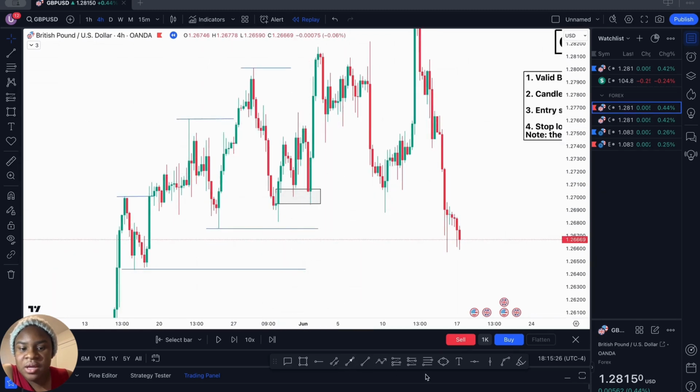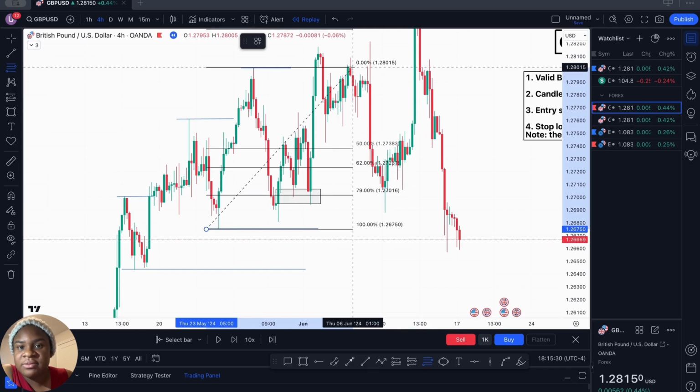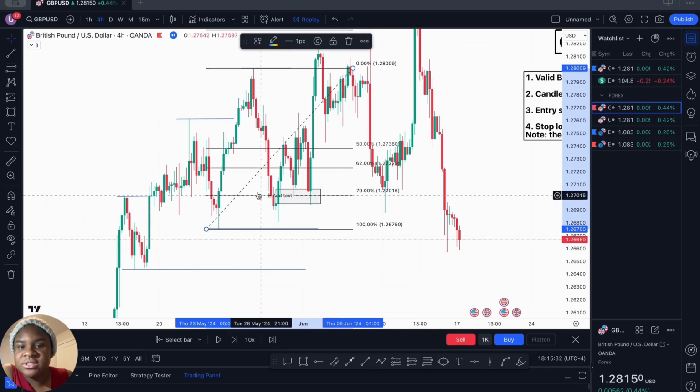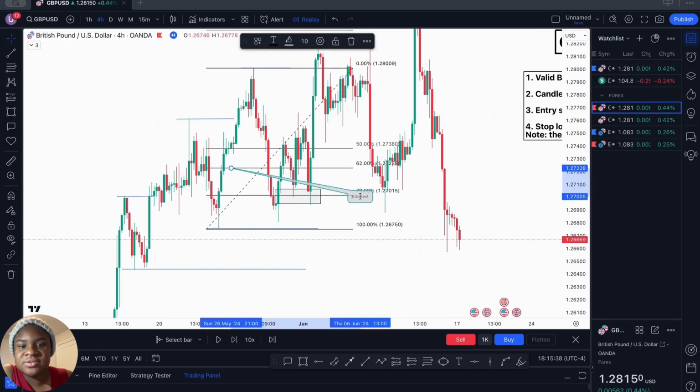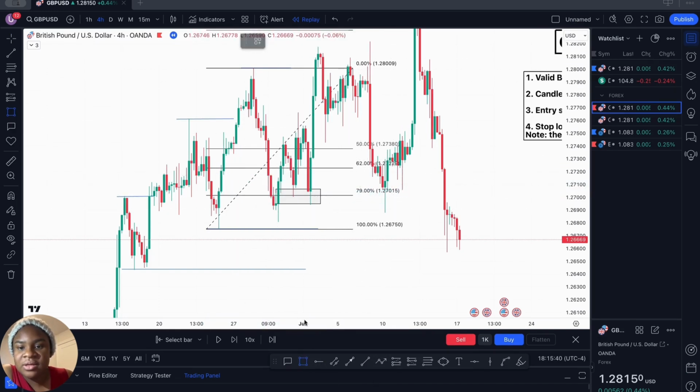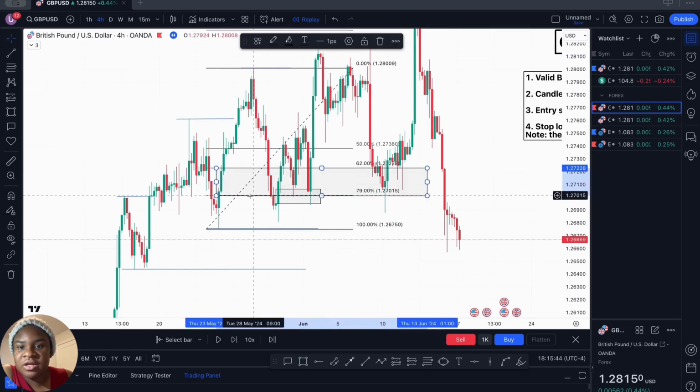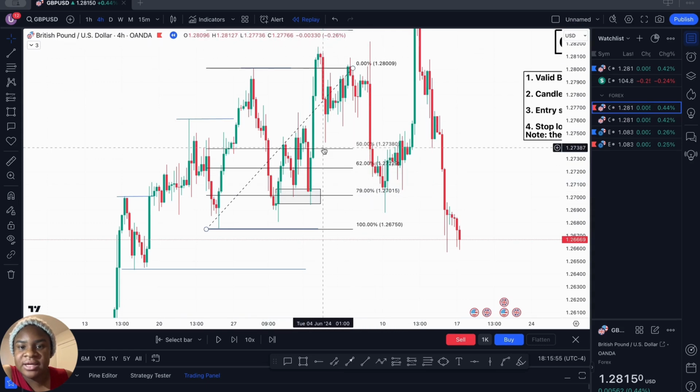What will I do? I'll take my Fibonacci from the low to the high. And what am I seeing there? I'm seeing market came to the 62% to 79%. Can you see that here? I'll mark this whole zone as my point of entry, and you can see markets came here, activated the trade. My stop loss will be below here. Your stop loss will be below this 100% for those that want to buy in the market.